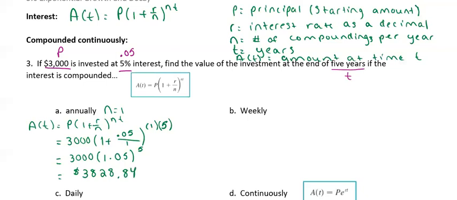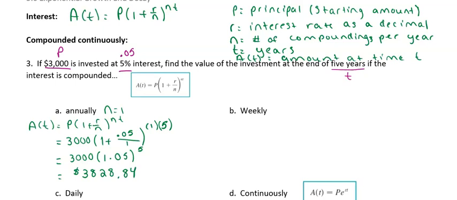3,828.84 for our amount. So this is what it will look like if it's compounded annually, meaning one time per year over 5 years. So it looks like you make about $828 in interest. So let's see what happens if it is compounded weekly.